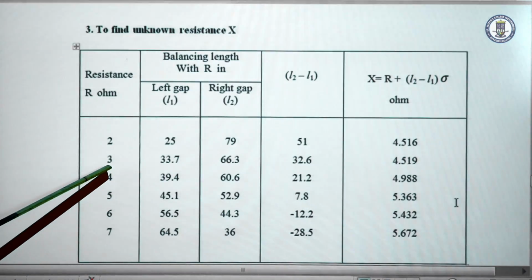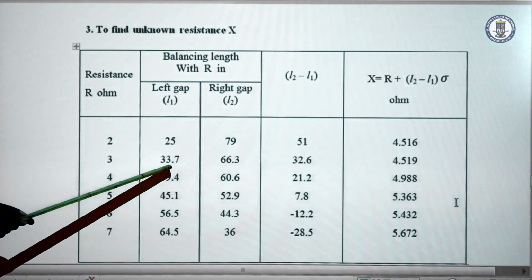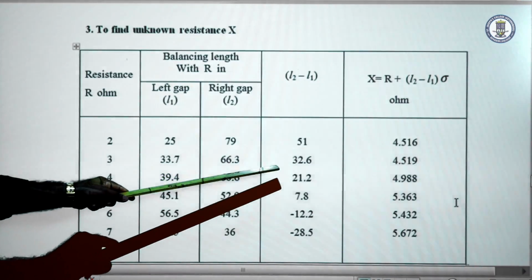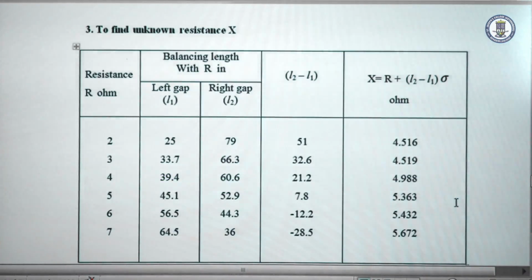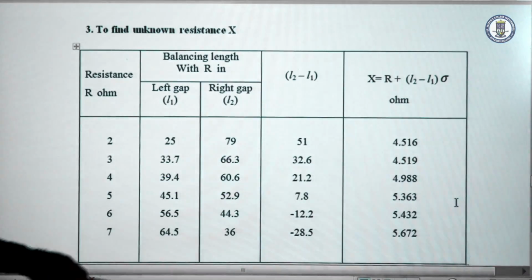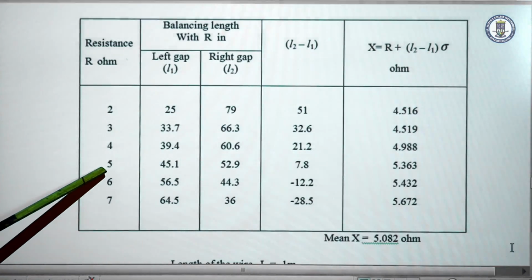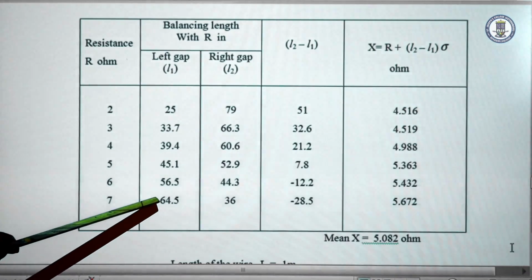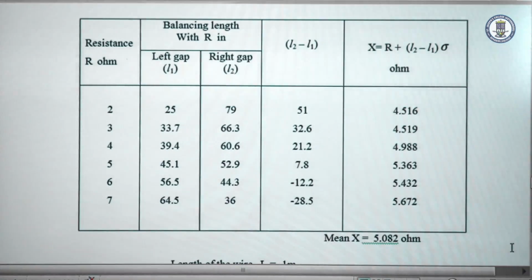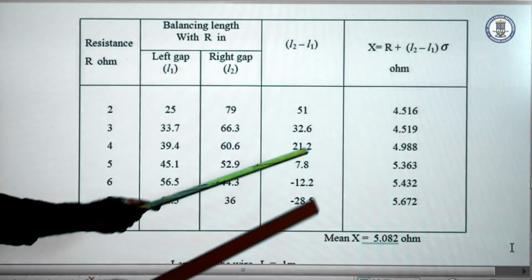When it is repeated for a standard resistance of 3, we obtain the readings as 33.7 and 63.3. So the difference is 32.6, and the calculated value of X is 4.519. It is repeated for 4, 5, 6, 7. Now we can see that L2 minus L1 can also be negative. The mean resistance X that we are getting is 5.08 ohm, so 5 ohm is the resistance of the wire. If you use a resistance greater than that, the values of L1 and L2 change, so that L2 minus L1 can be negative, and then we are subtracting.